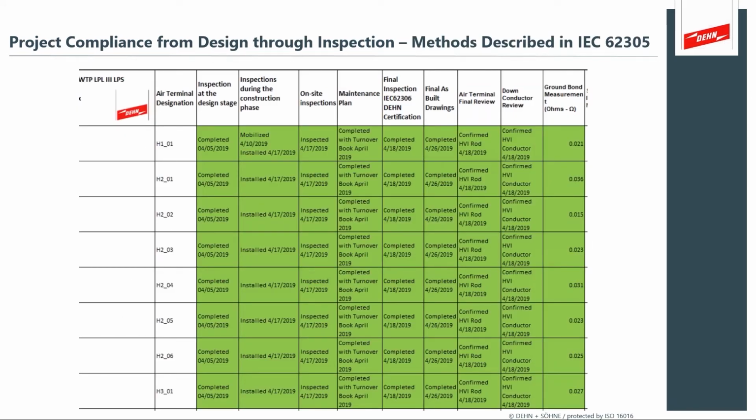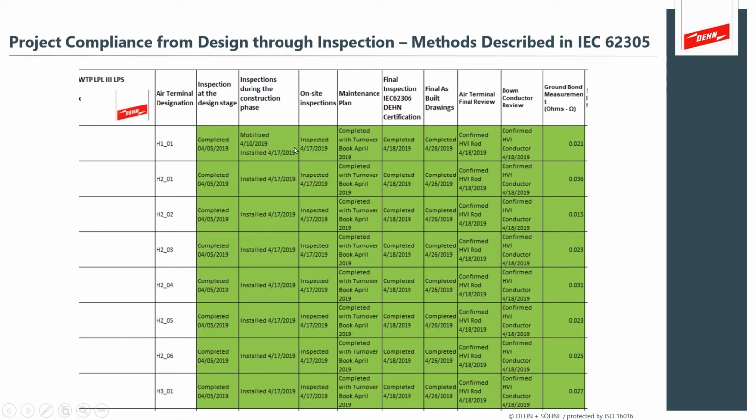So we've conducted a detailed project to install lightning protection systems. And one of the things that's very important is to show that your system meets the design intent. The IEC methods give us a really great method. It actually gives instruction on when to put in inspections and when to monitor your project from start to finish. And so in one matrix like this, you can evaluate all of the lightning protection methods that were installed.